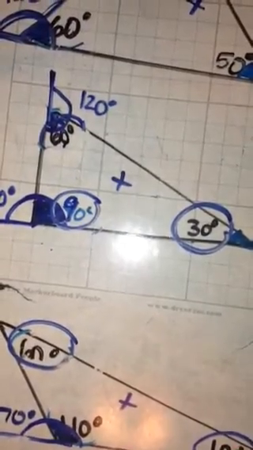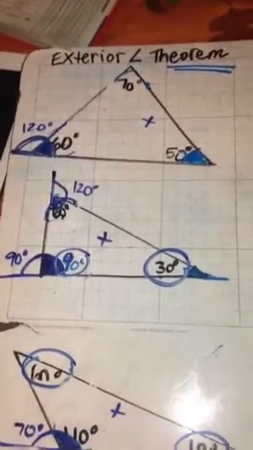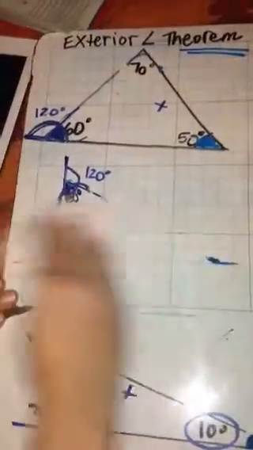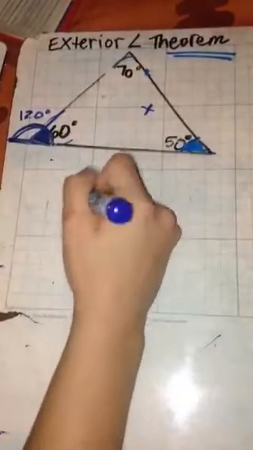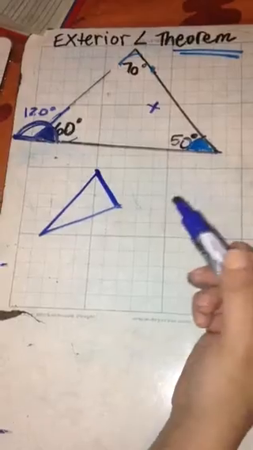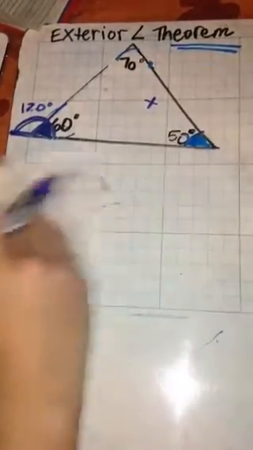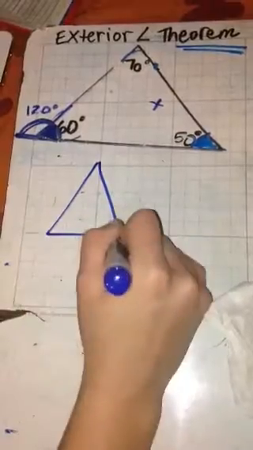So what I want you guys to do is make up your own and create your own exterior angles. So make up your own triangles and estimate. So if you want to do an acute triangle where all the angles are less than, oh, that doesn't look acute. That looks like a right triangle. Where all the angles are less than 90.